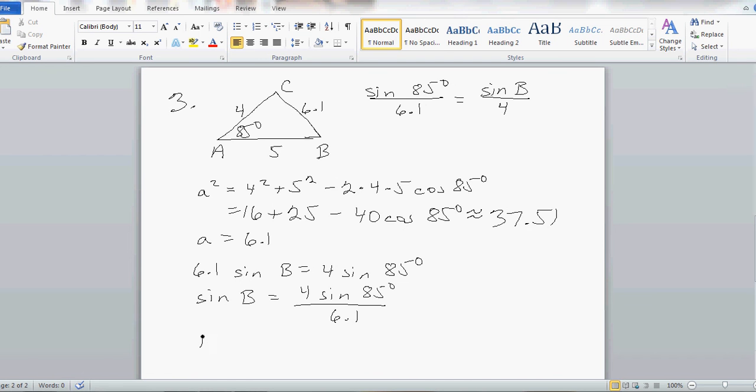Then take the arc sine of both sides. Since this is an angle, we get to round to the nearest whole degree because we're not told otherwise. So we take the arc sine of 4 sine of 85 divided by 6.1, and we get 41 degrees.